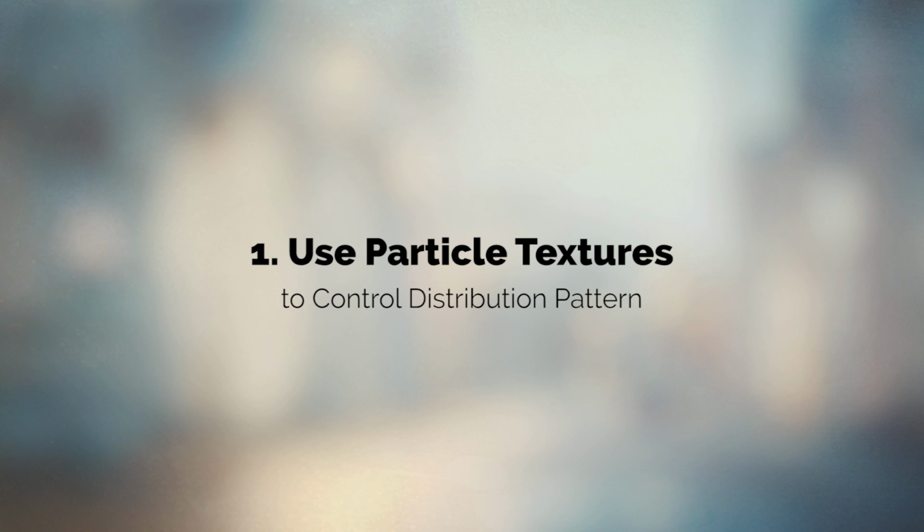So let's talk about using particle textures to control the distribution pattern. And personally, I think that's the single most important thing in the creation of grass: the pattern. Here you can see how procedural noise is affecting the density and the length of the particles, and it looks natural. And here you can see the result when I disabled it, and it looks simply boring.